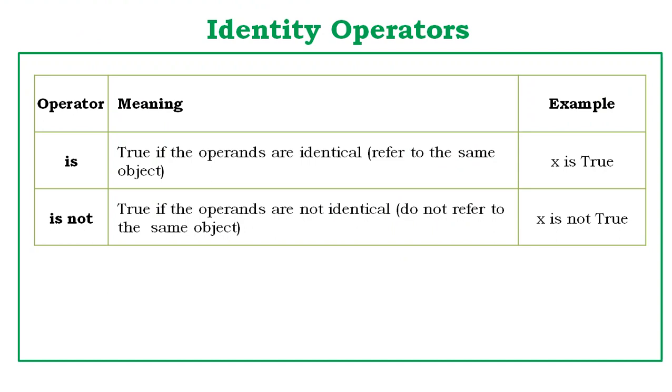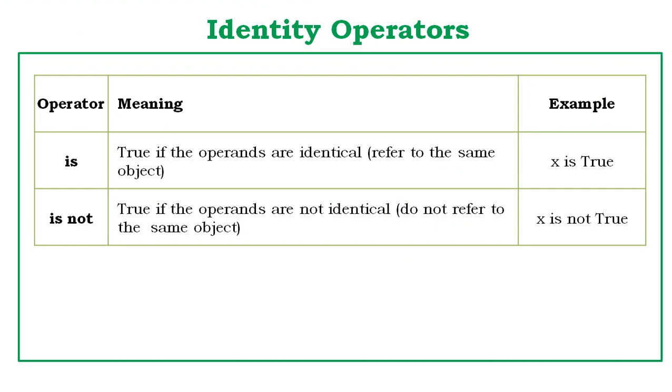Now the second one is the identity operators. Two operators are there: is and is not. Is is true if the operands are identical, that is, they refer to the same object. Then the answer is true. Is not is true if the operands are not identical, that is, they don't refer to the same object.